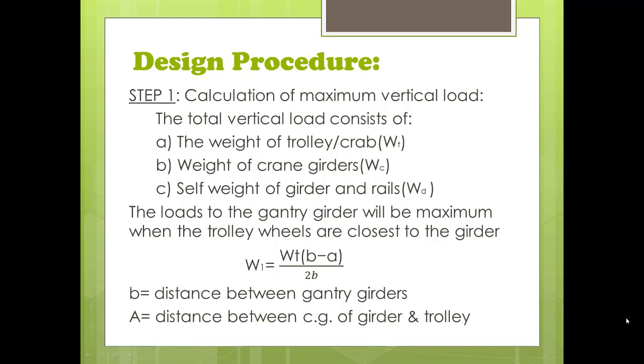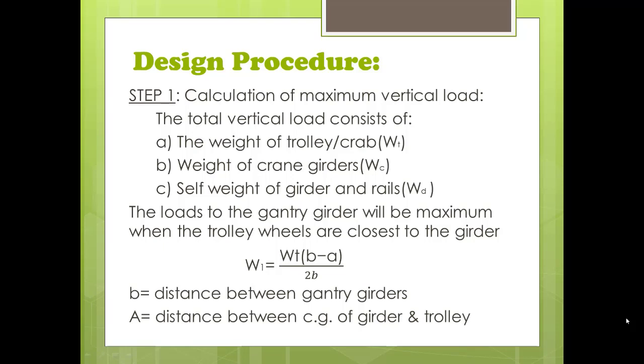In step number 1, for the calculation of maximum vertical load, we have to know the three notations, that is WT, WC and WD. The total vertical load will consist of these three. WT is the weight of the trolley or crab, WC is the weight of crane girders, and WD is the self weight of girders and rails.